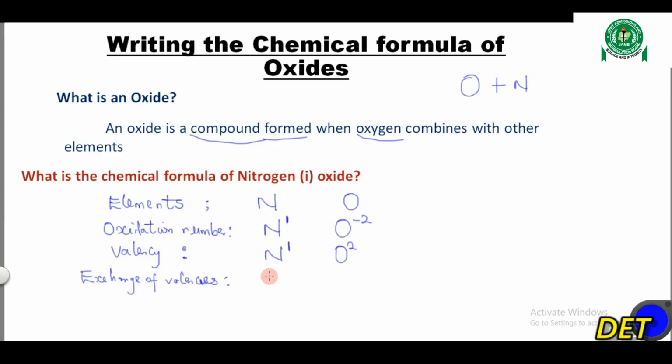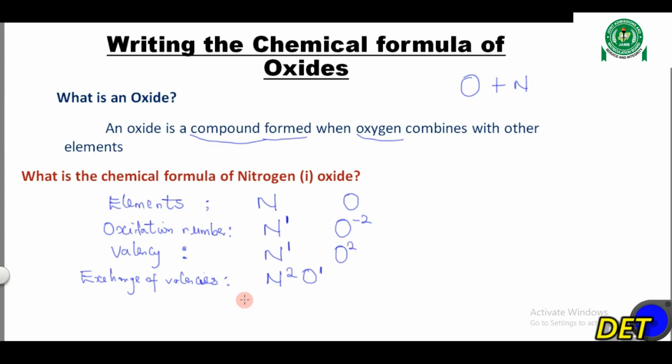So here we will now have N2 and here we'll have O1. You exchange the 1 for 2 in oxygen and then exchange the 2 for 1 in nitrogen, right? So that's what we did. I exchanged the valencies. The 2 in place of oxygen goes to nitrogen, and the 1 in place of nitrogen goes to oxygen. That's the exchange of valency, and that's what we have here.